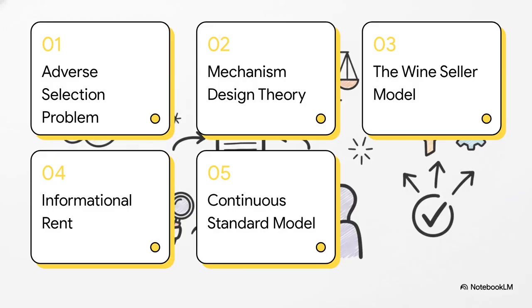Quick look at our roadmap for today. We've got 5 main stops. First, the adverse selection problem. Second, mechanism design theory. Third, the wine cellar model. Fourth, informational rent and constraints. And finally, we'll wrap up with the continuous standard model. Let's get right to it.